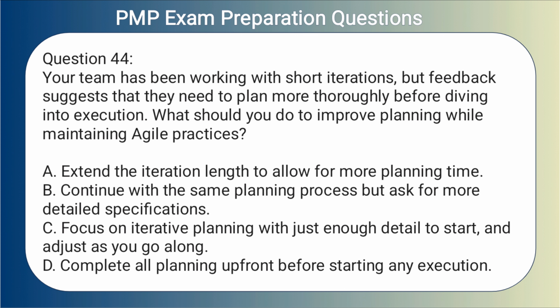Question 44. Your team has been working with short iterations, but feedback suggests that they need to plan more thoroughly before diving into execution. What should you do to improve planning while maintaining agile practices? A. Extend the iteration length to allow for more planning time. B. Continue with the same planning process but ask for more detailed specifications. C. Focus on iterative planning with just enough detail to start and adjust as you go along. D. Complete all planning upfront before starting any execution.